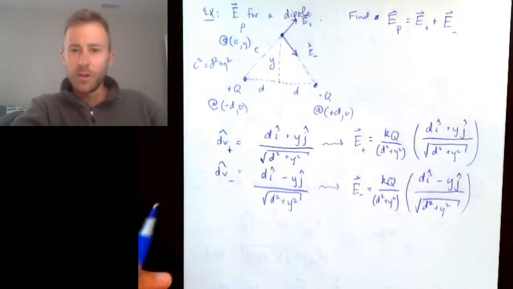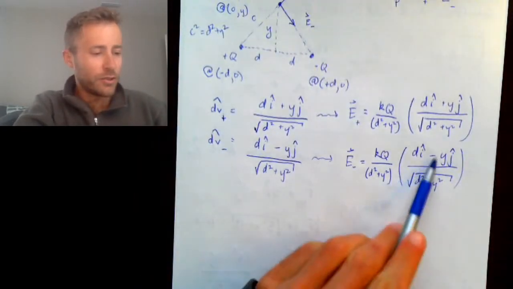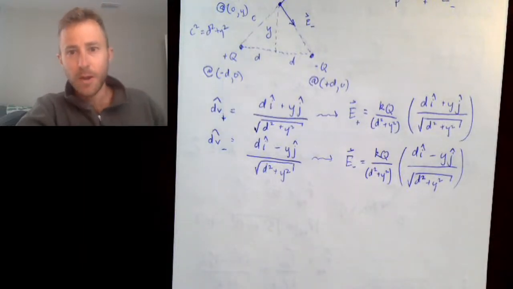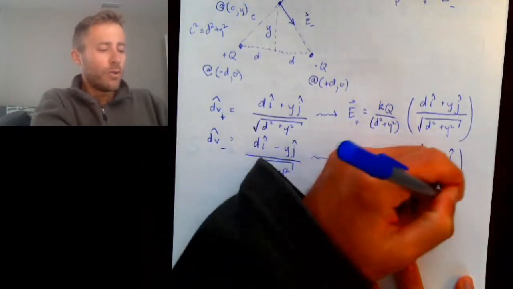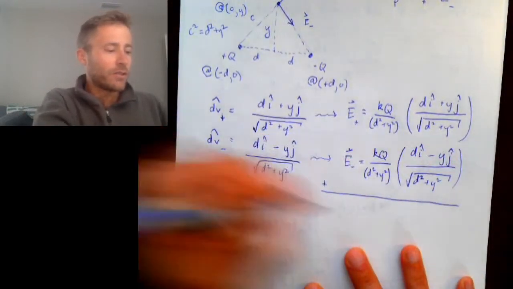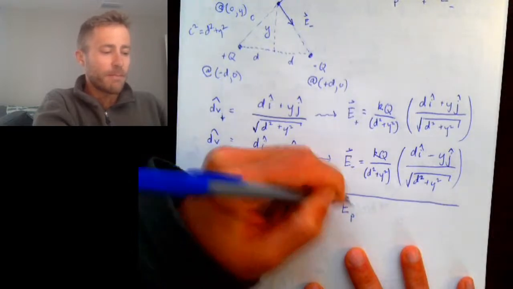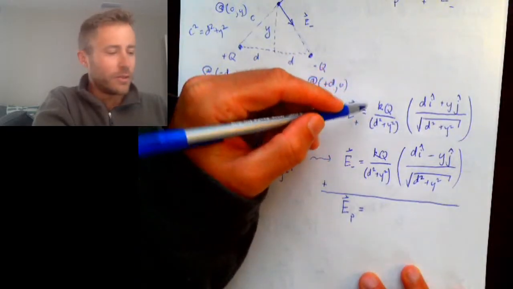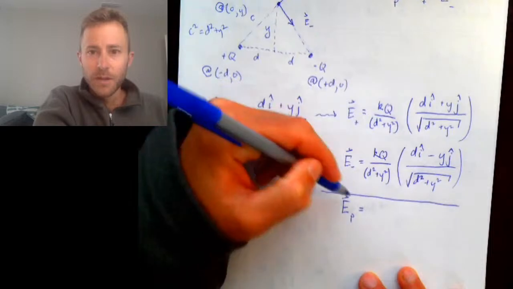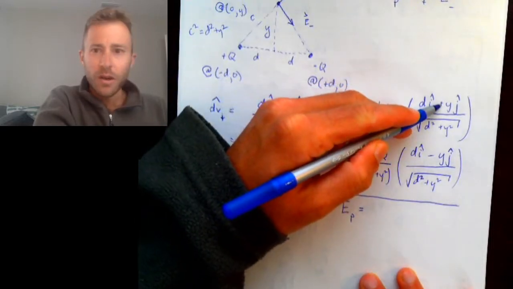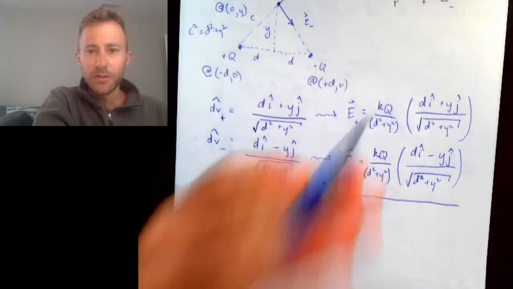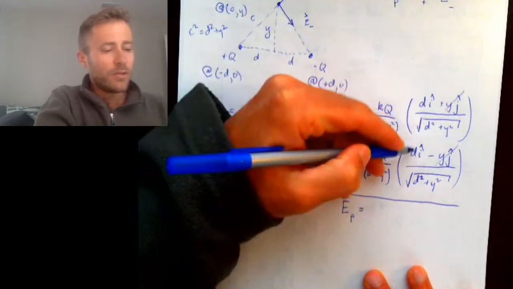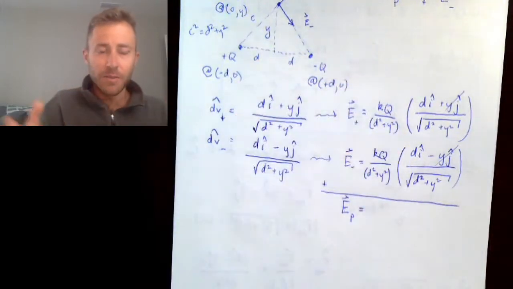So hopefully everyone is seeing that this should be d squared plus negative y quantity squared, but negative squared is plus 1. Okay. So now to find the total electric field, I have to add those together. That's going to give me the electric field at point P. Notice how these expressions are identical, with the exception of this being plus y and this being minus y. So when I add those together, these two are going to cancel out. These two terms are identical, so they're going to add and make double.